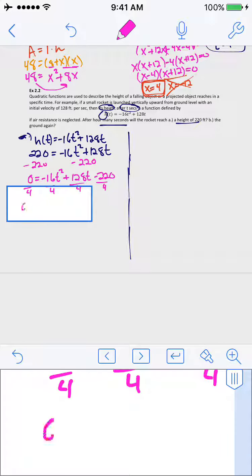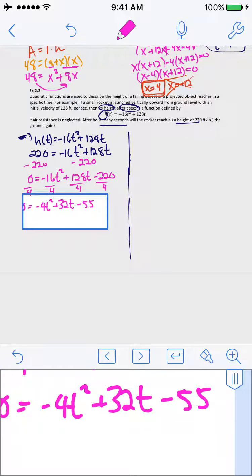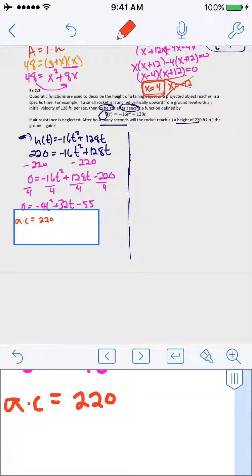It's just going to stay 0. It is equal to negative 4t squared plus 32t minus 55. Okay, those numbers look a lot nicer. They're not horrible, 3,000 numbers. They're still a little big, but we can handle these. All right, so now we need two numbers that multiply to a times c, that's positive 220, and add to 32. Okay, what two numbers multiply to 220, add to 32?